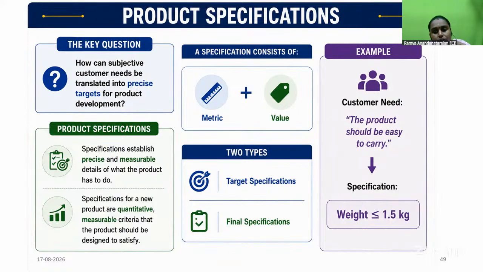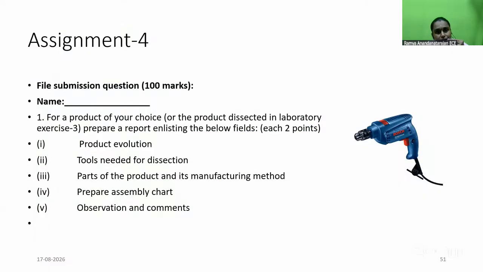So our specification should have two things in it to give clarity. One is metric, the other one is value. The specifications establish precise and measurable details of what the product has to do. Specifications for a new product are quantitative, measurable criteria that the product should be designed to satisfy. So I think by now product specification is clear for you. So from needs, we have arrived at product specification now.